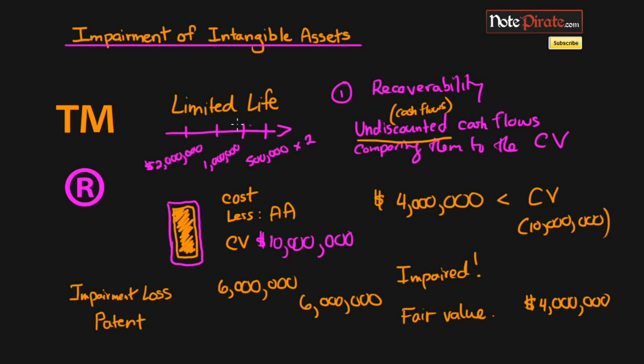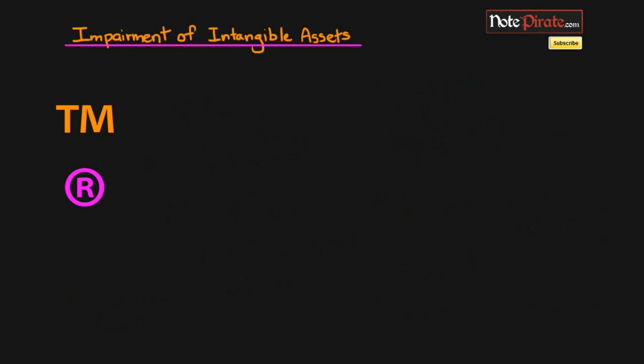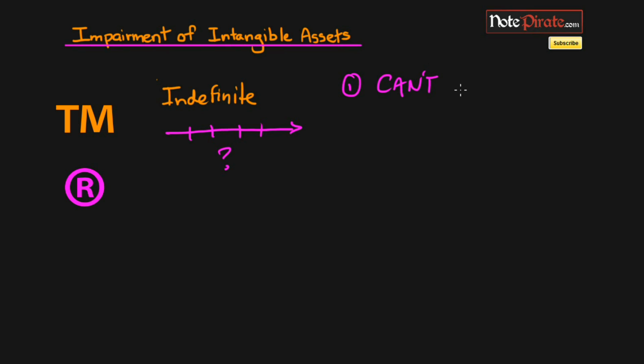Next up, let's talk about our indefinite intangibles. We know indefinite means that there is usually a renewal clause, which means that we're not exactly certain as to how long it's going to be useful for us or for our company. So the first thing is that we can't use the recoverability test.